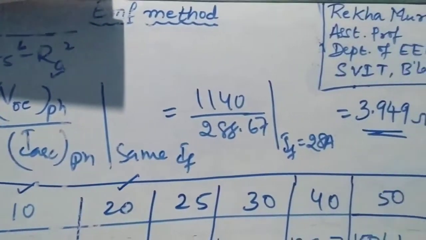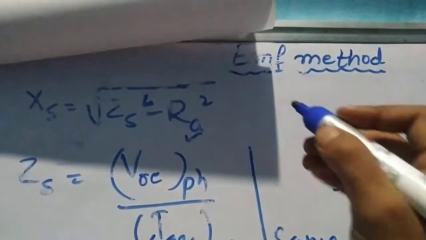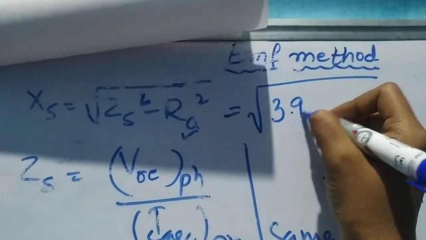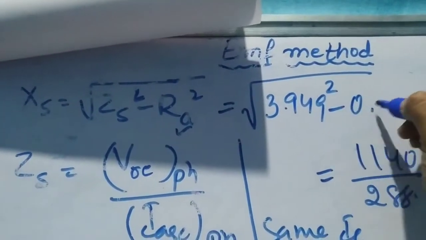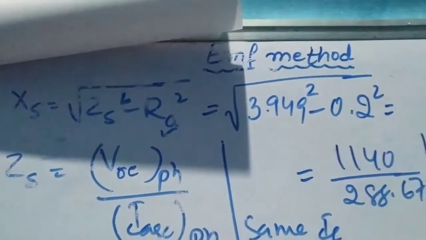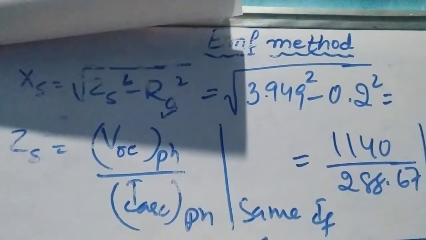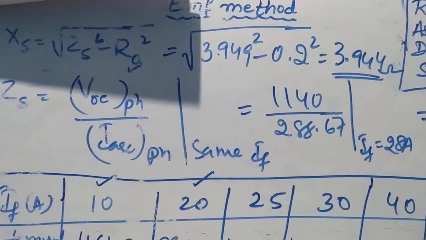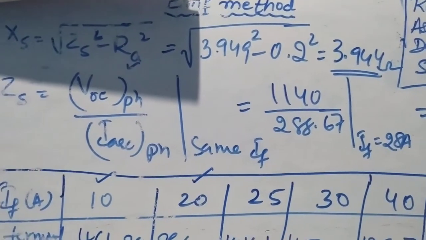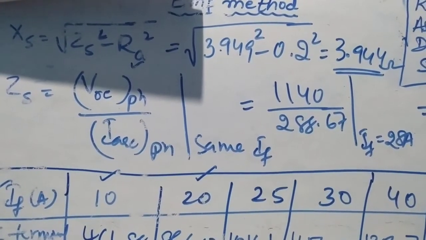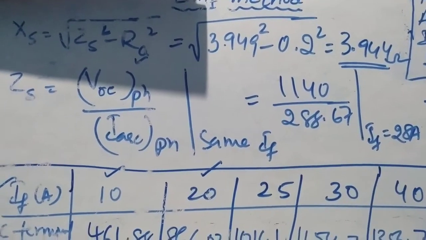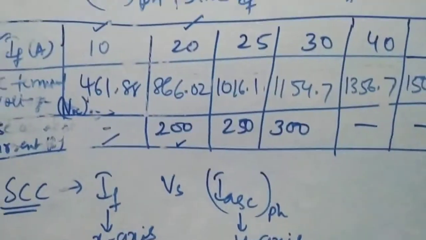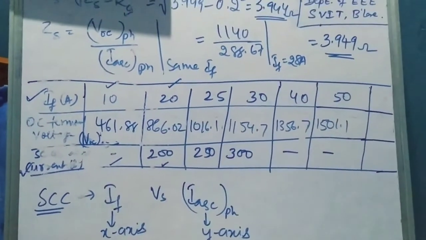So substitute that 3.949 in the XS formula. So it will be equal to the square root of 3.949 squared minus 0.2 ohms squared. So we will get the value of XS, which leads to 3.944 ohms. So that is the XS value. Now after getting this XS and the IA phase value, everything, we will solve in the E phase formula.